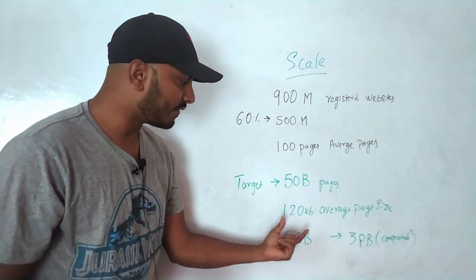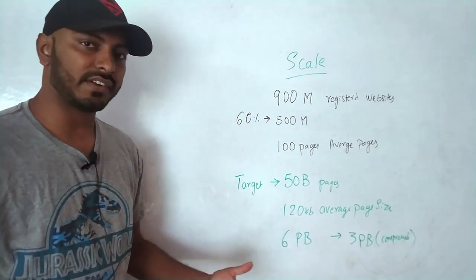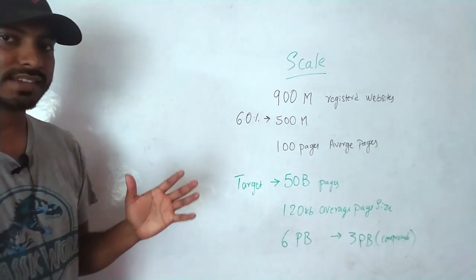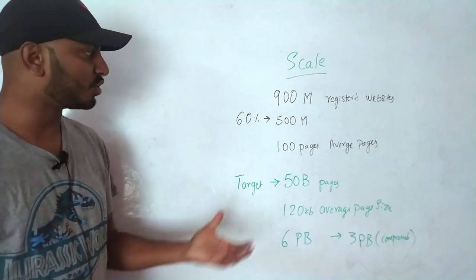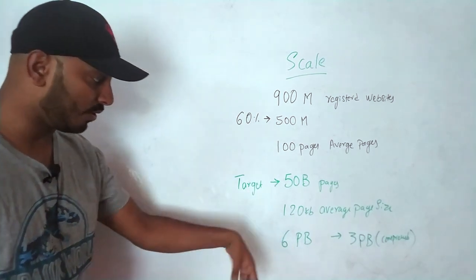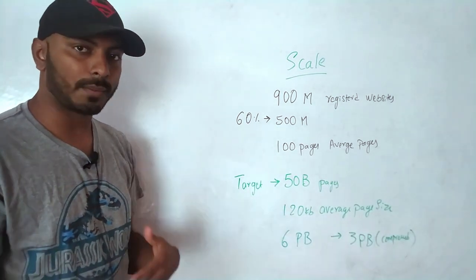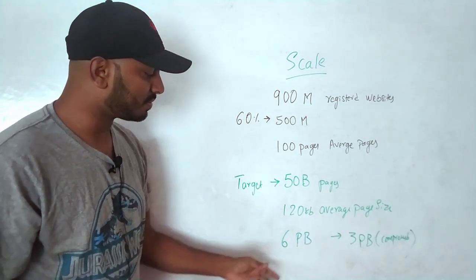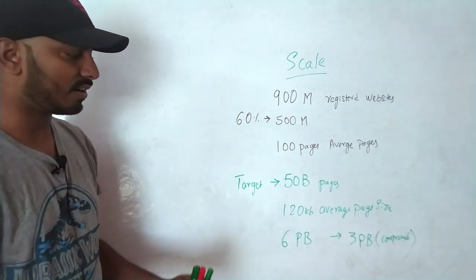So that would give us 120 kilobytes on average. That would give us 6 petabytes of storage required to save all of these pages. It might be even more, 1 or 2 petabytes up or down, but this is the number on average. Add 2 petabytes extra, like that.